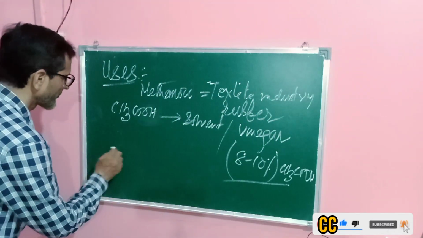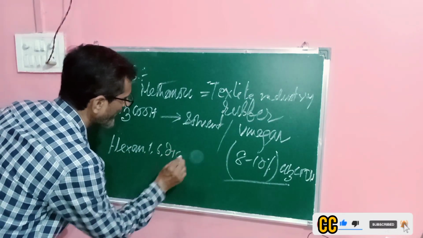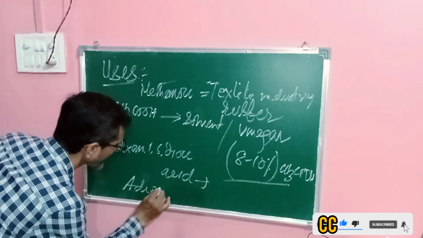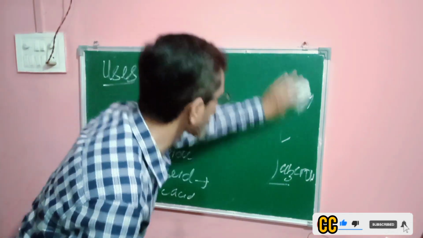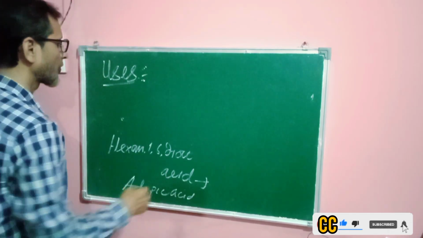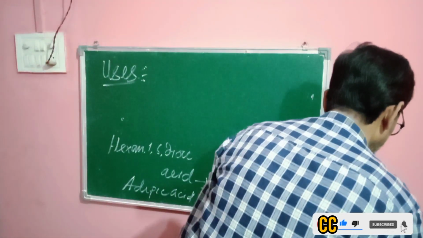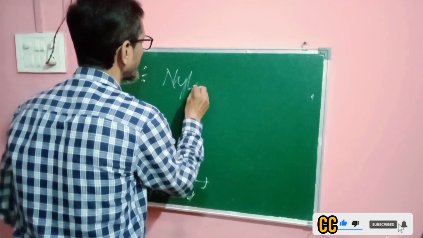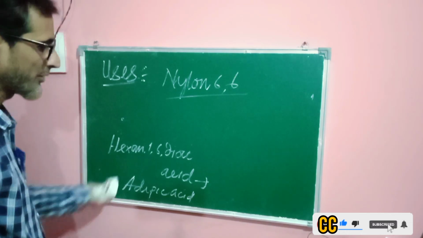Next, hexane-1,6-dioic acid. Its other name is adipic acid. I have done it in conversions. It is very important and a question very often comes. Its use is in polymer chemistry: it is used for nylon 6,6. One of the starting materials is adipic acid.